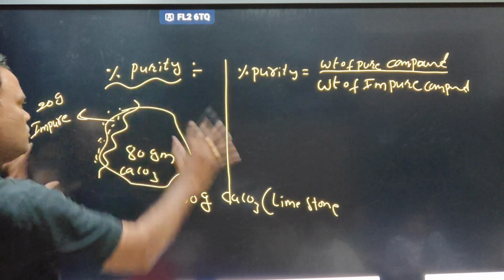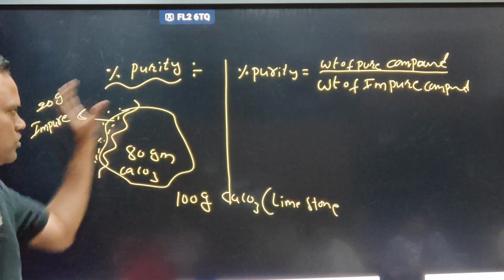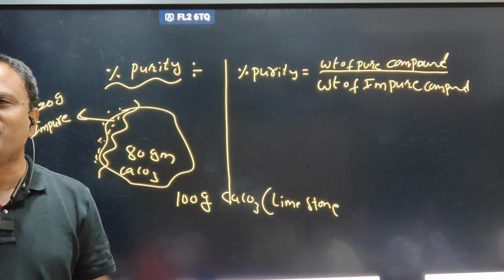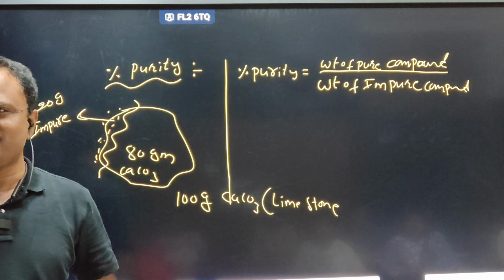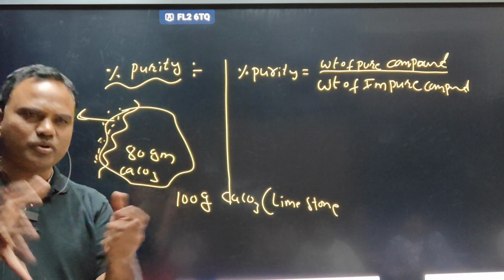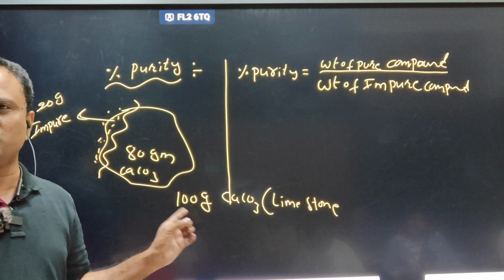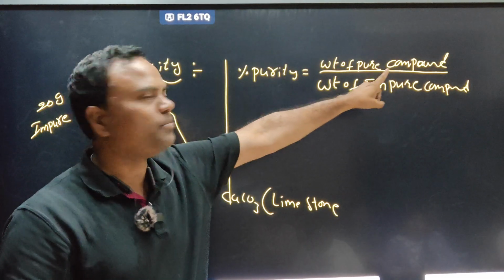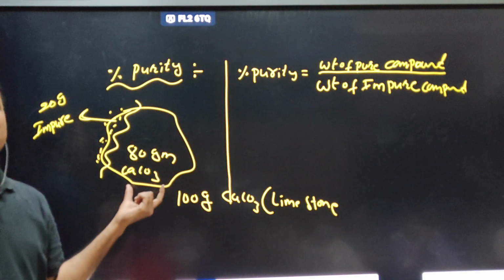What is the total weight of this substance? Is this total substance pure or impure? Impure. The impure compound's weight is always more. In an impure compound, some pure compound is present inside it. The impure compound weight will always be more, and the pure compound weight is less. See, in this 100 grams, only 80 grams is pure.